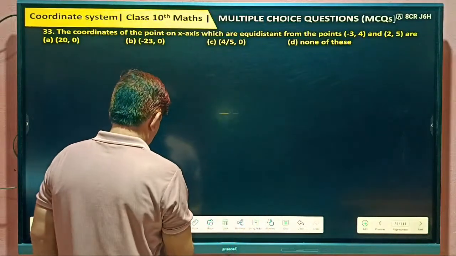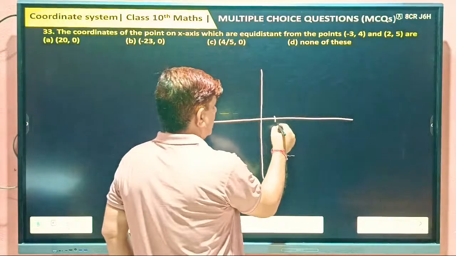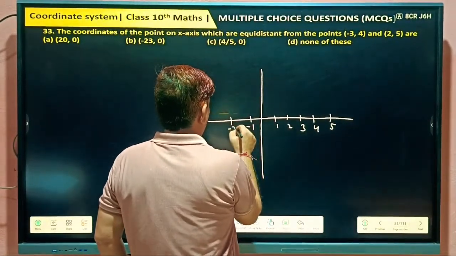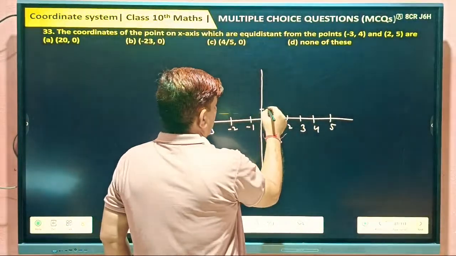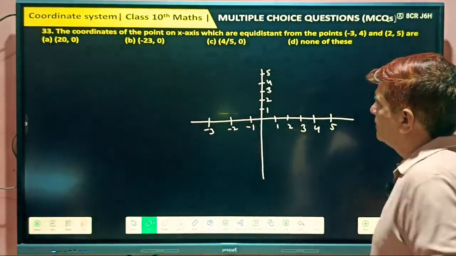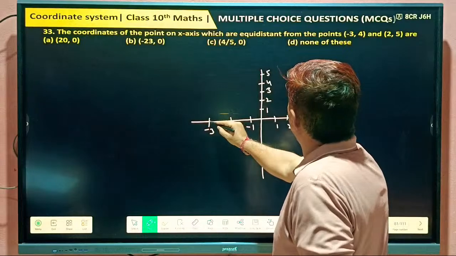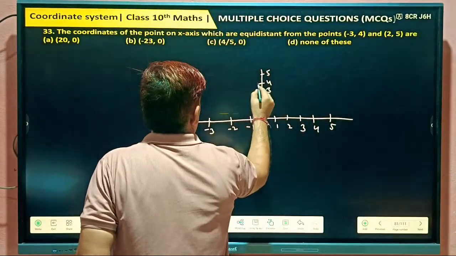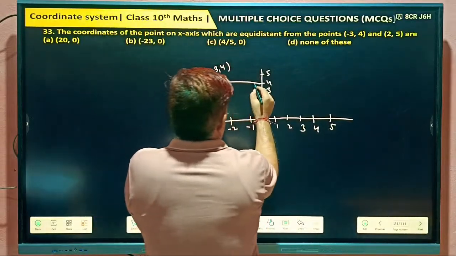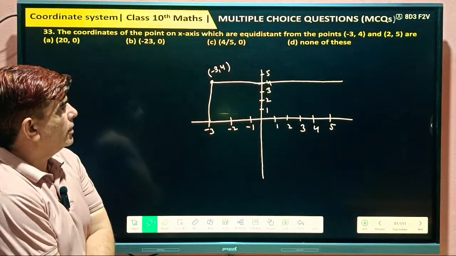With an example I can tell, try to understand this. This is 1, 2, 3, 4, 5, minus 1, minus 2, minus 3, and 1, 2, 3, 4, 5. Try to understand. The point where x is equal to minus 3 is here, and y is 4. So the point is here: minus 3, 4. What is its meaning? This point's distance from the x-axis is 4 units.